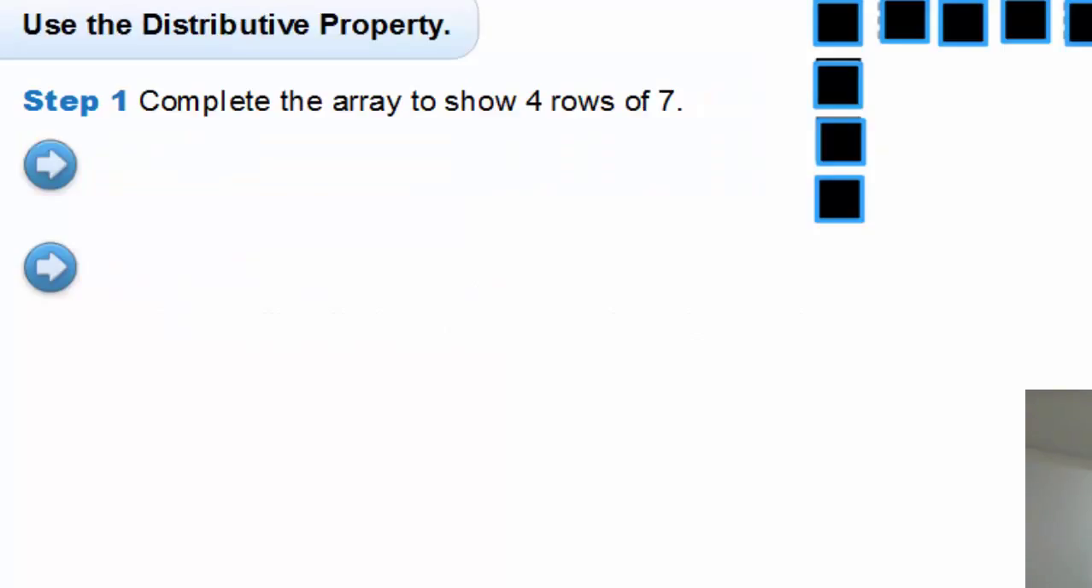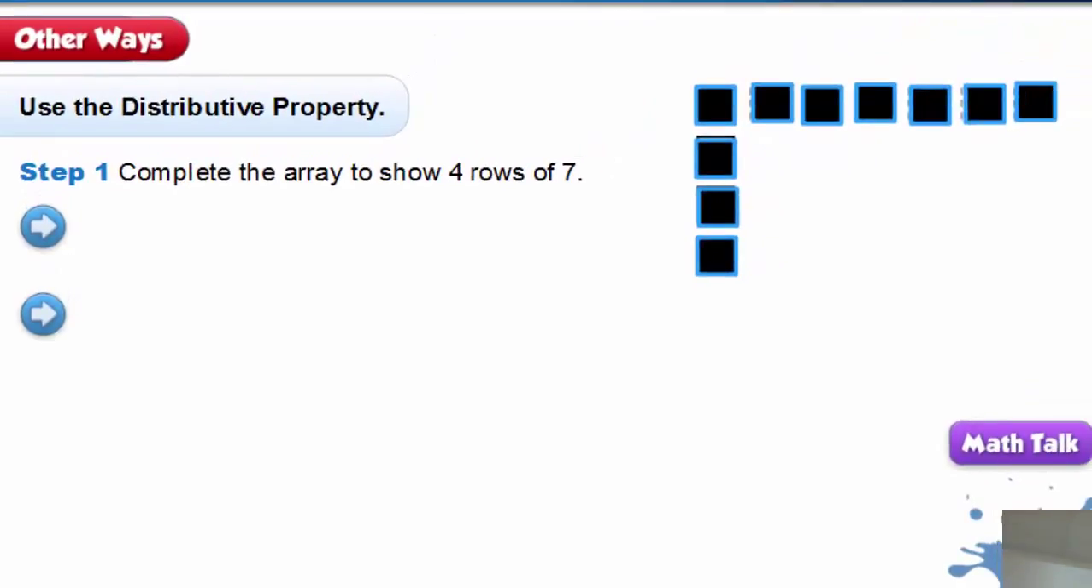Now, we talked about this distributive property. We can show an array with 4 rows of 7. So get your counters out with me. You're going to have at least 28 because we already discovered that 4 times 7 is 28. So I'm going to have you pause this lesson and go get 28 counters for me. Ready, set, go.